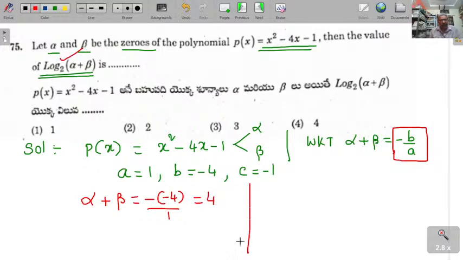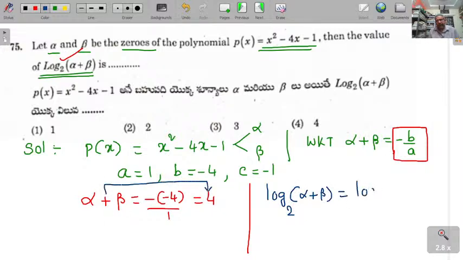So try to concentrate. My dear students, we need to find log of alpha plus beta to the base 2. So let us substitute alpha plus beta as 4. That means log 4 to the base 2. This is the stem of the question. So this is the important step that we need to find out.